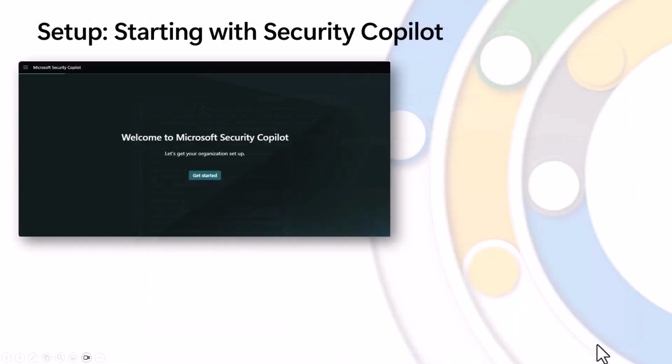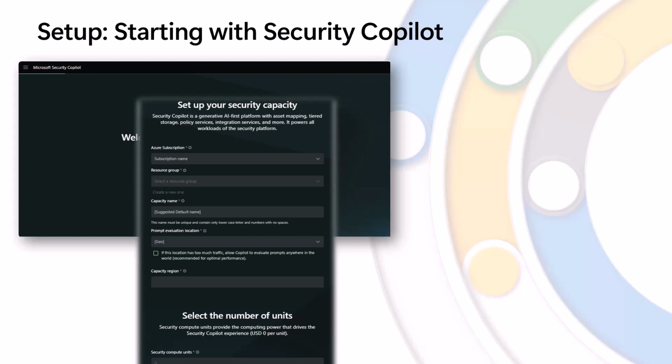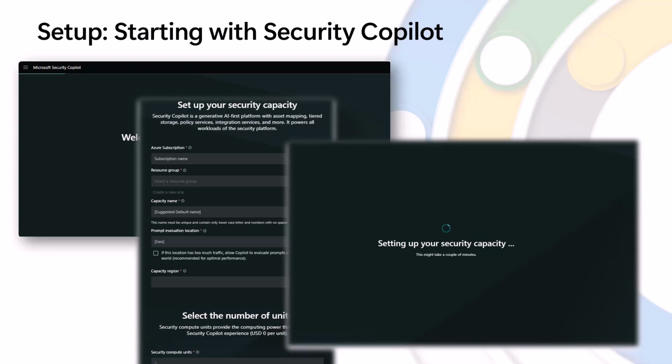To start your setup in Security Copilot, sign into Security Copilot at securitycopilot.microsoft.com, select Get Started. Then you need to set up your security capacity. This is where Azure permissions are required. You'll need details about the subscription and the resource group, and you'll need to provide a capacity name and decide in what location you want evaluations to be done and in what Azure region you want your capacity to be stored in. You'll also need to specify a number of SCUs per hour to provision, with a minimum of 1. It will then take several minutes to deploy the Azure resource on the back end.